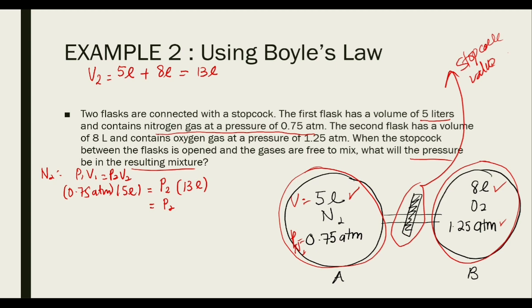Okay, so if you calculate, you will get the value of your partial pressure of nitrogen after mixing is 0.288 atm. Okay, so this is for nitrogen after mixing. Alright, so now let's calculate for oxygen.